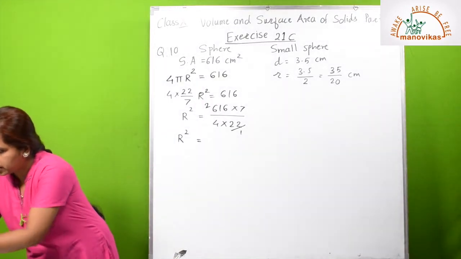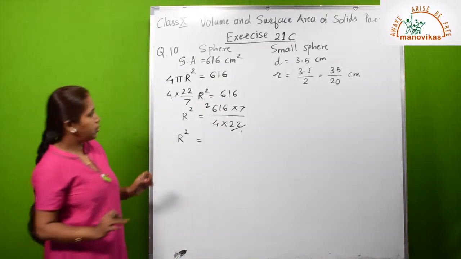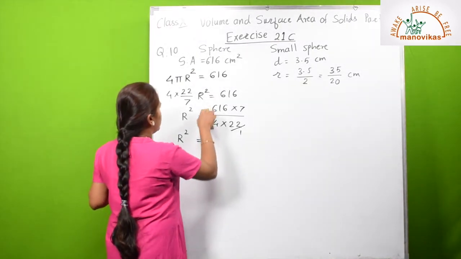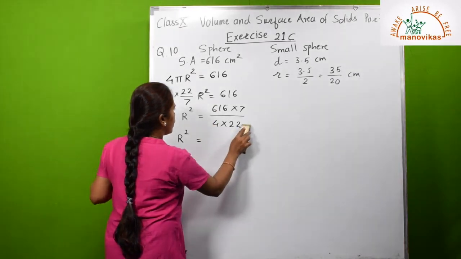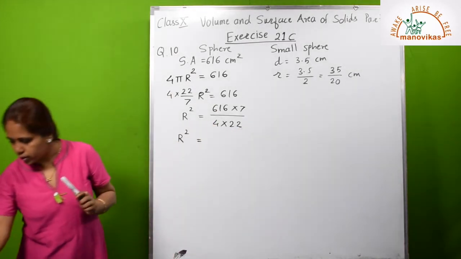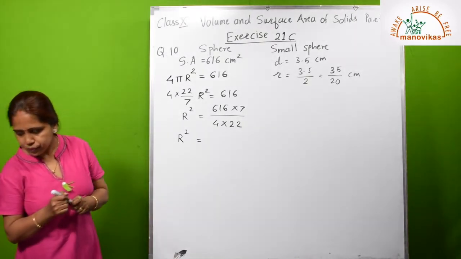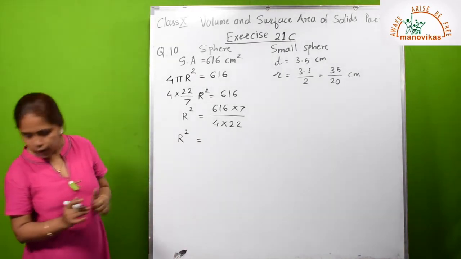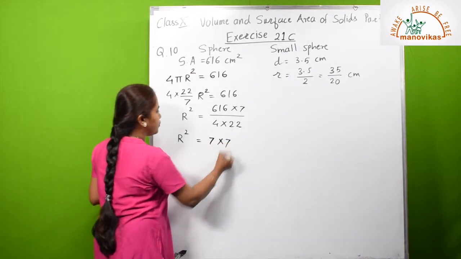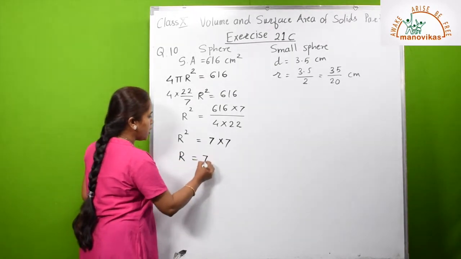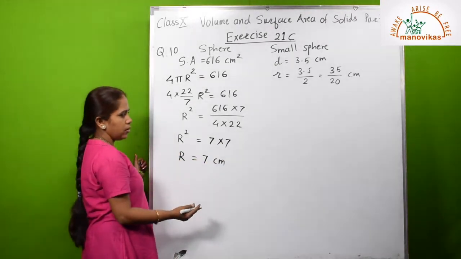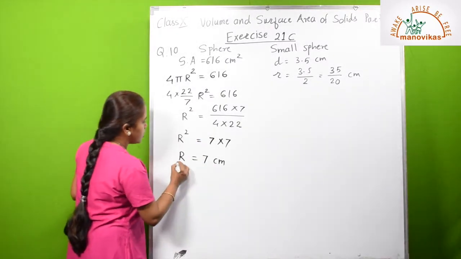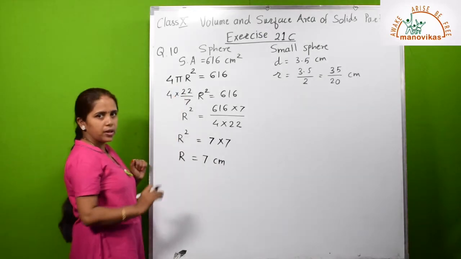Again you can use, instead of 22 first, you can divide first by 4 and then that value. The r square value you get is 7 into 7. So the r value you get is 7 centimeter. Okay. So this is the radius of the big sphere.